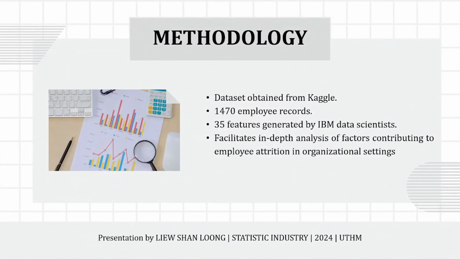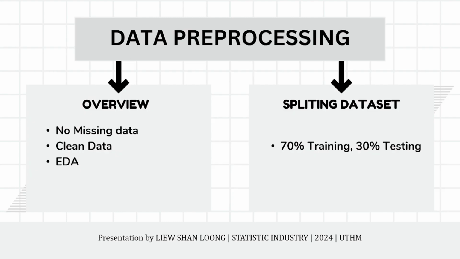For our research, the dataset is obtained from Kaggle and it consists of 1,470 employee records and 35 features generated by IBM data scientists. This dataset facilitates in-depth analysis of factors contributing to employee attrition in organizational settings. For the overview of the dataset, there is no missing data and it is clean data for EDA, which is exploratory data analysis. And we split the dataset into 70% training and 30% testing.